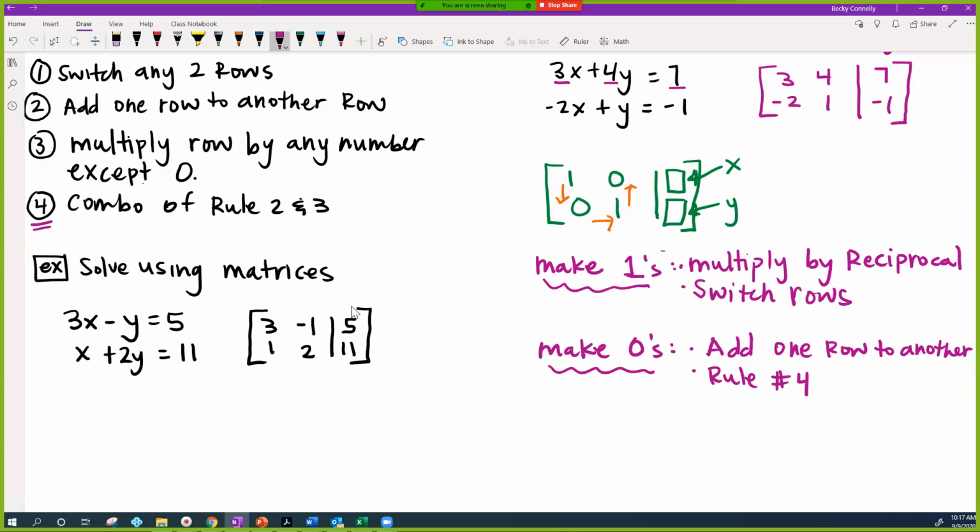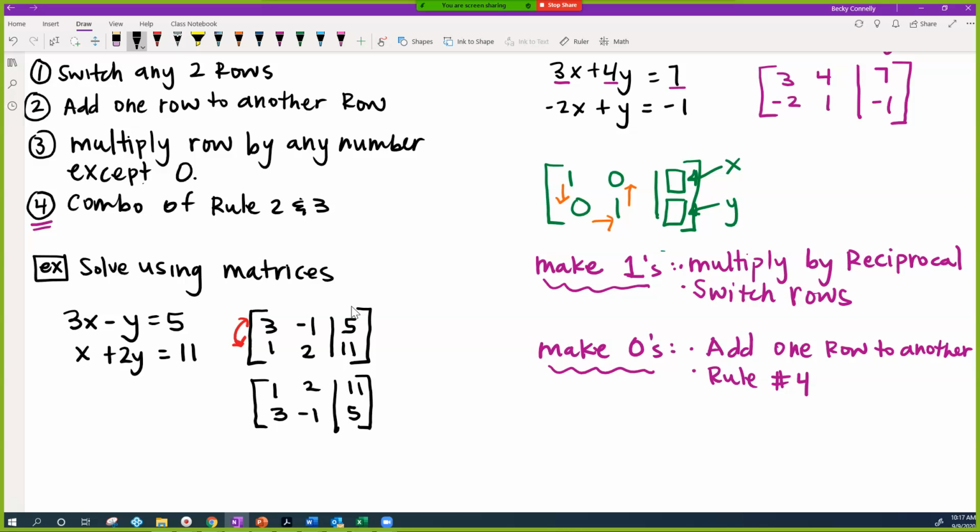We could flip those 2. Yeah, we can just switch any 2 rows. That's rule number 1. If we switch these, then we're going to have a 1 up there in the place that we want it. So that's probably what I would do, so I didn't have to work with fractions, but both ways will totally work. So we'll have on the top now 1, 2, and 11. Everything that was on the bottom row is now on the top, and 3, -1, and 5 is now on the bottom.